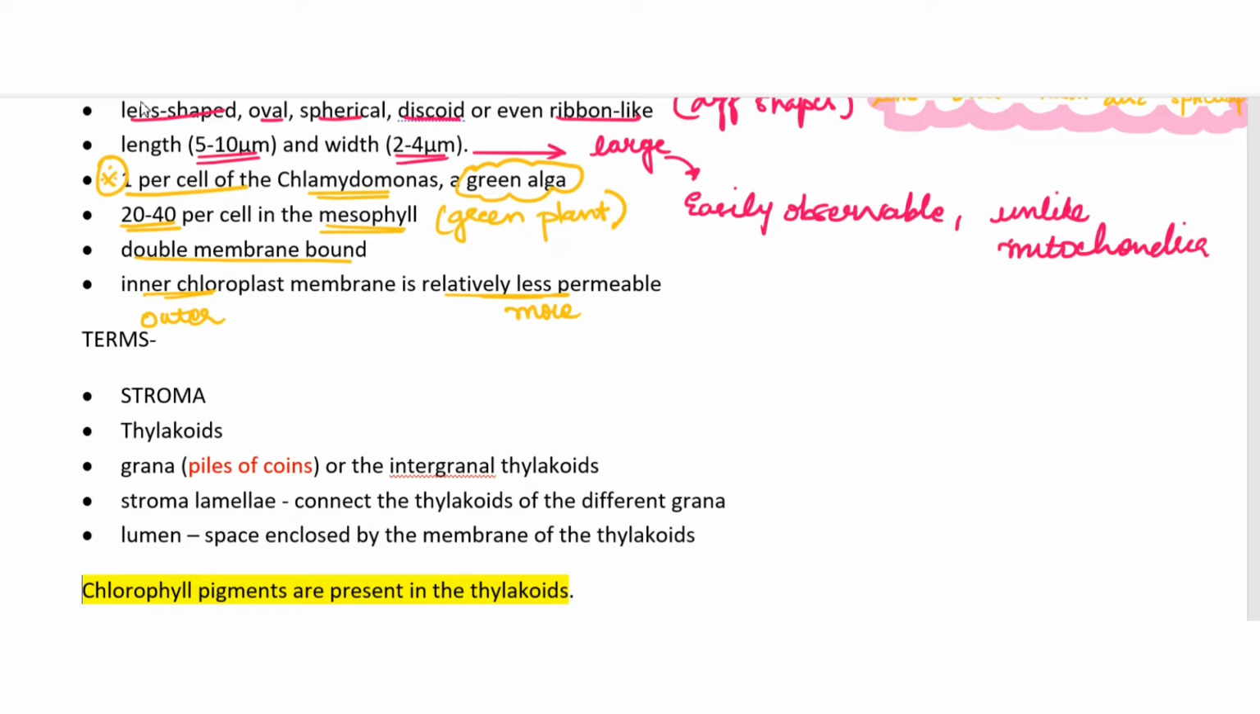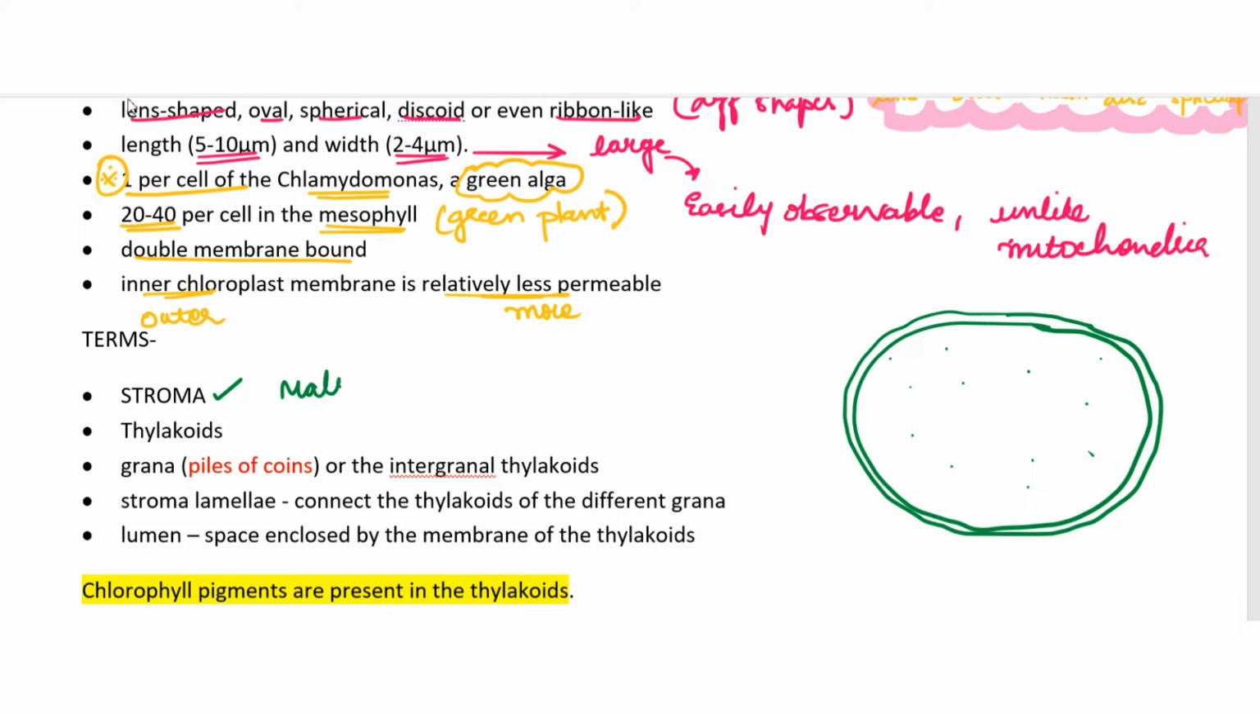First thing is stroma. Stroma is the matrix or the cytoplasm of the plastid, the chloroplast, is known as stroma. So let me draw for you. It has two membranes, I told you, outer and inner, and this matrix, the cytoplasm of chloroplast, is known as stroma. Matrix, we told, was for mitochondria. Matrix was the cytoplasm of mitochondria, and stroma is the cytoplasm of chloroplast.